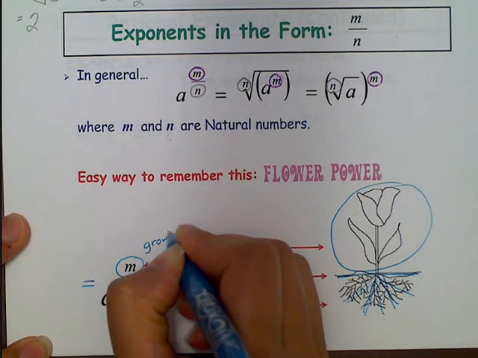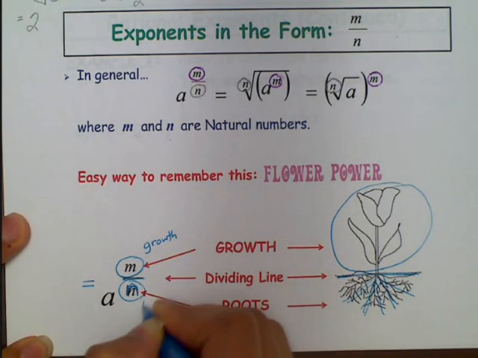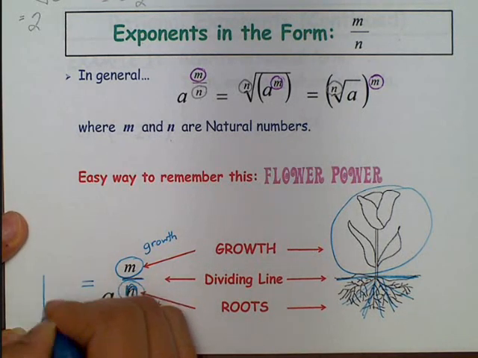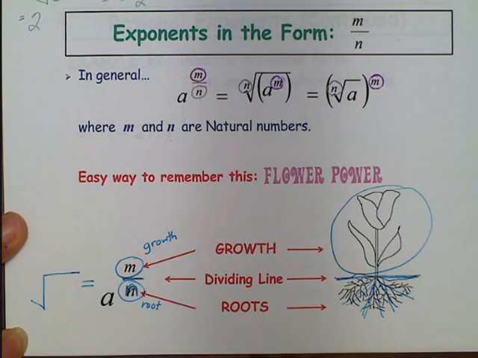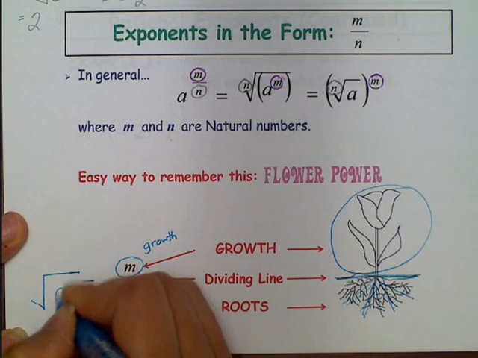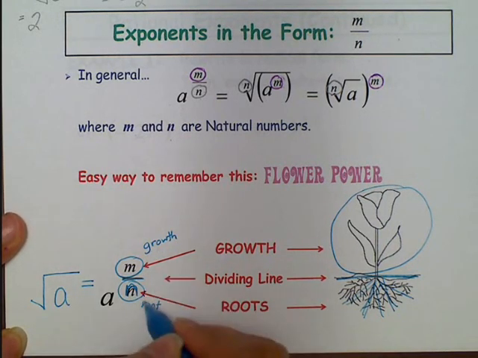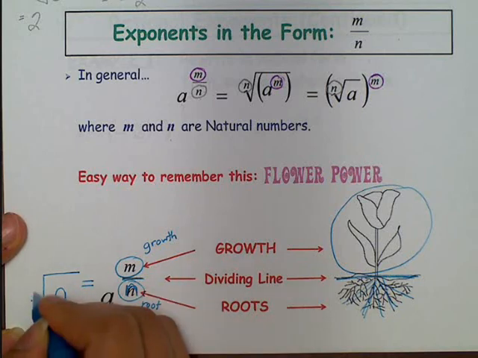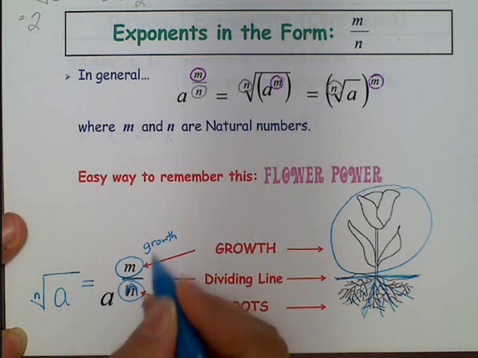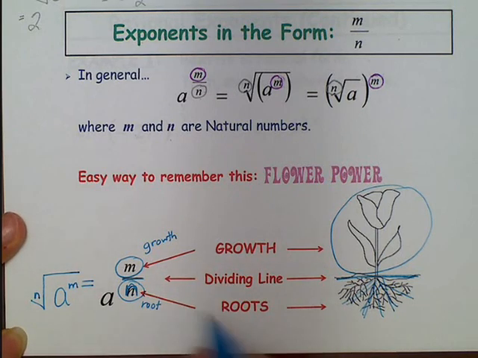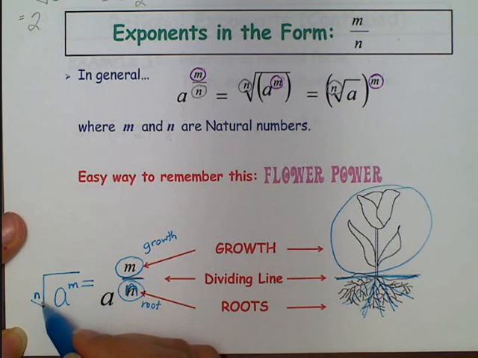So I would think of it as, okay, the numerator is my growth. The denominator is my root. And so if I was to rewrite this in radical form, I would start first by drawing the radical sign. I would put in the base underneath the radical, so in the radicand. And then I know that the bottom part represents the root, so that goes in here. And the top part represents the growth, so that goes here.